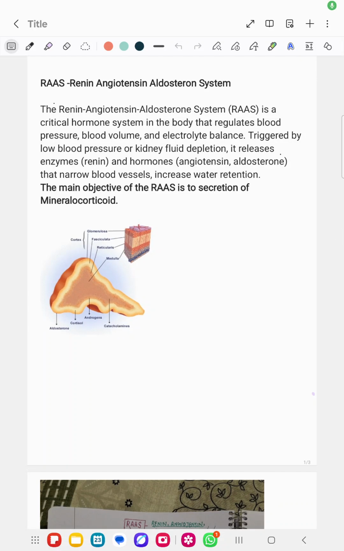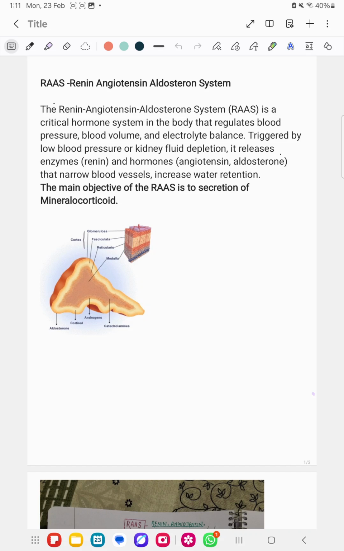So now we are going to study the RAAS, the renin-angiotensin-aldosterone system. Here we can see the basic definition of RAAS. It is a critical hormone system in the body that regulates blood pressure, blood volume, and electrolyte balance. Triggered by low blood pressure or kidney fluid depletion, it releases enzymes like renin and hormones like angiotensin and aldosterone that narrow the blood vessels and increase water retention.